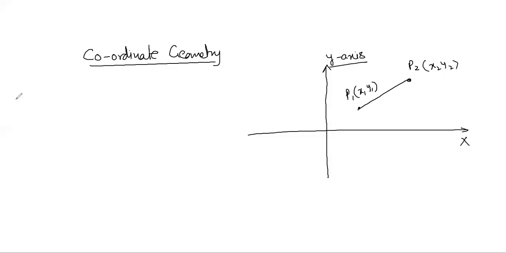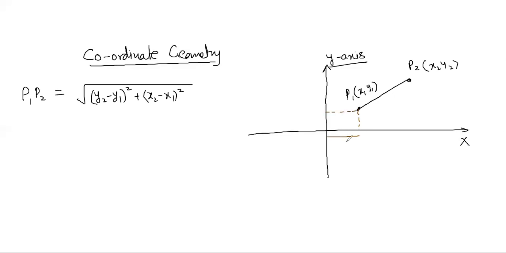So P1P2 is equal to under root of y2 minus y1 whole square plus x2 minus x1 whole square. This can be easily proved using Pythagoras theorem. Coordinates of this point are x1 and y1, which means that this length is x1 and this length is y1. Similarly, coordinates of this point are x2 and y2. It means that this length is x2 and this length is y2.